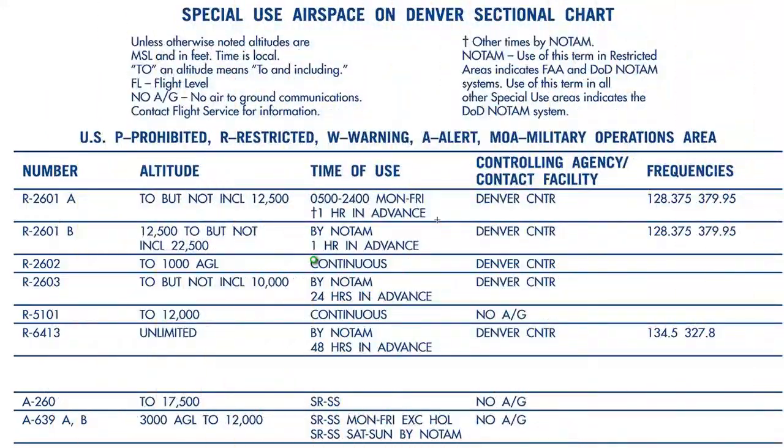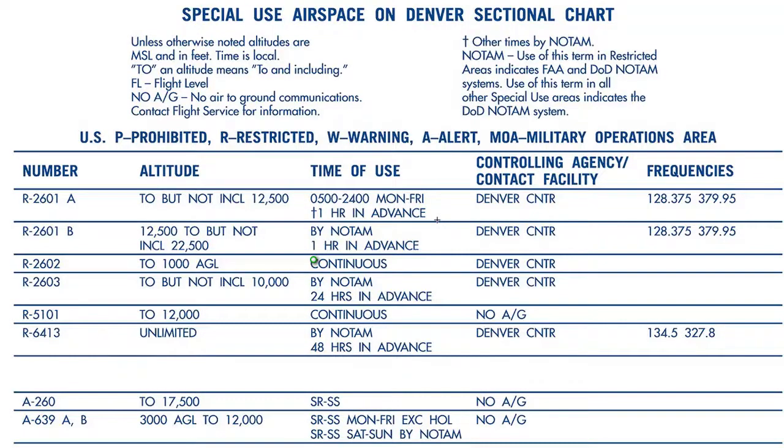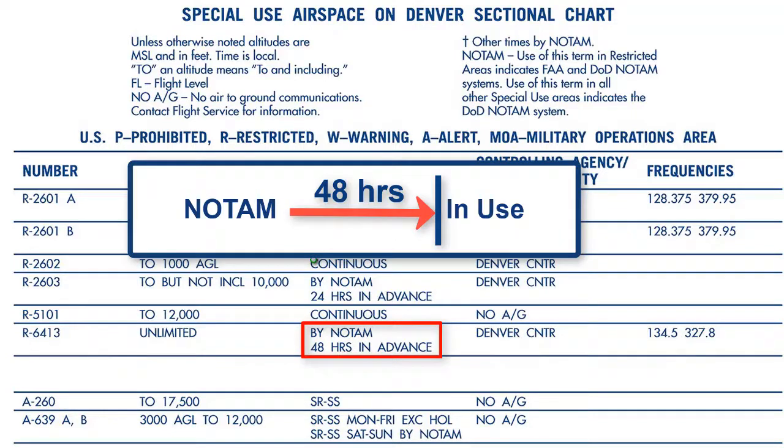So let's look at the Denver sectional chart for this example, which is R-6413. As we can see in the special airspace use section, the altitude is unlimited, so we won't be able to fly over this airspace. Notice under the time of use, the information will be made available on when the restricted area will be in use, which in this case will be posted in the Notice to Airmen 48 hours in advance of the planned use time. Sometimes NOTAMs can be easy to miss, so contact the flight service station as well.